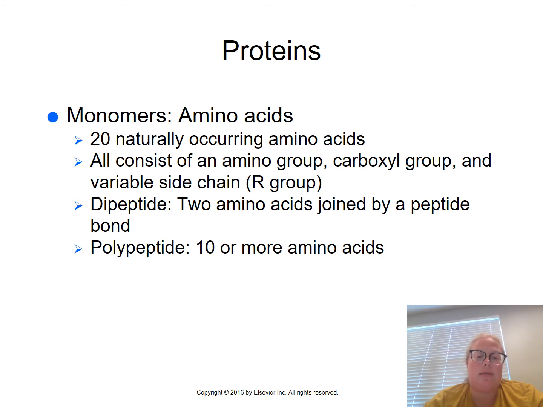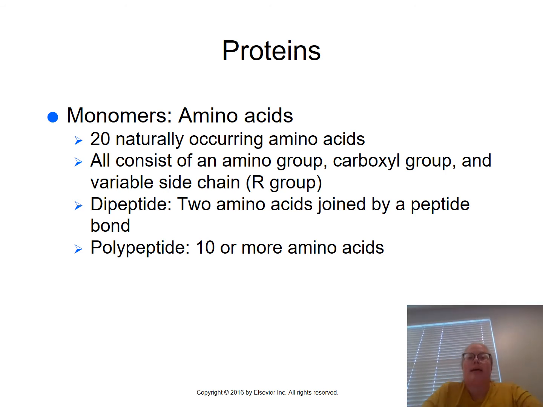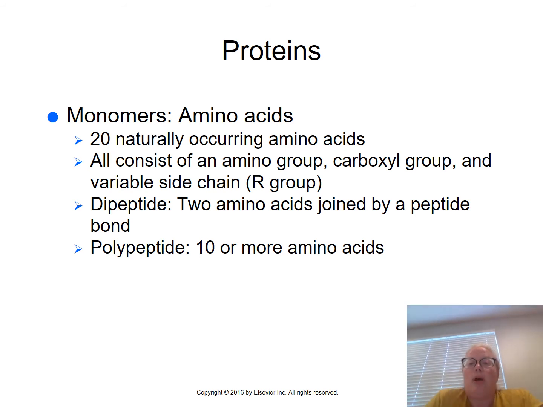Okay, proteins. So 2 amino acids joined together form a dipeptide. 3 amino acids form a tripeptide, and a chain of 10 or more amino acids forms a polypeptide. So proteins are made of amino acids, and there are 20 naturally occurring amino acids, all consisting of an amino group, a carboxyl group, and a variable side chain. The dipeptide, again, is 2 amino acids joined by a peptide bond, and a polypeptide is 10 or more amino acids joined together.